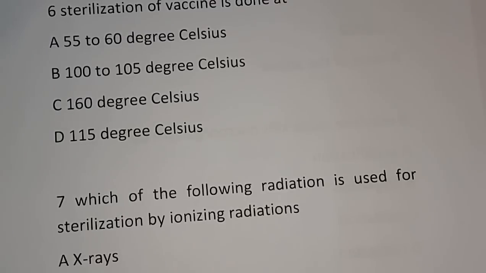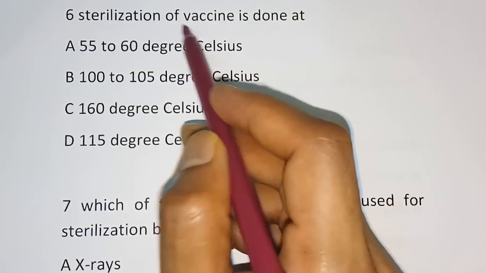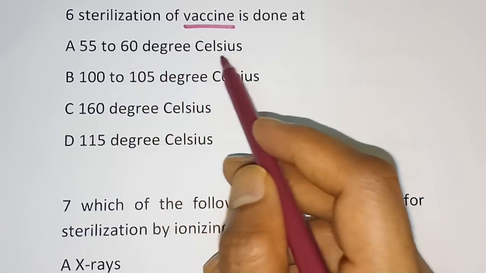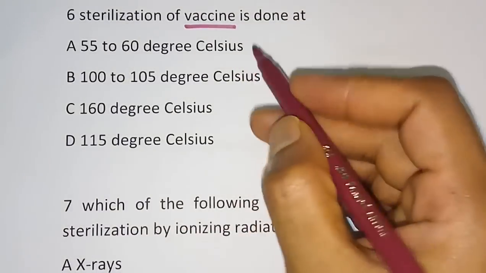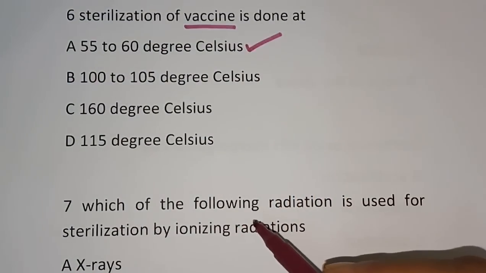Question number 6. Vaccine sterilization is done at: options are 55 to 60 degrees Celsius, 100 to 105 degrees Celsius, 160 degrees Celsius, 115 degrees Celsius. 55 to 60 degrees Celsius is the correct answer.